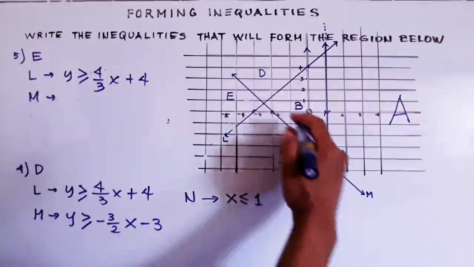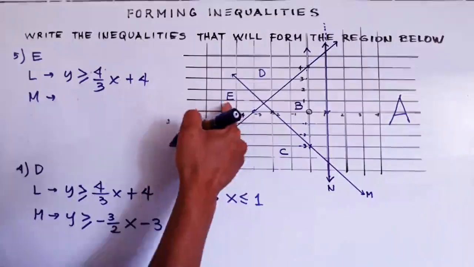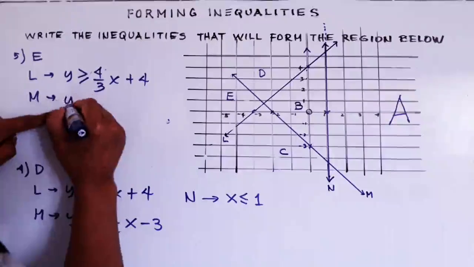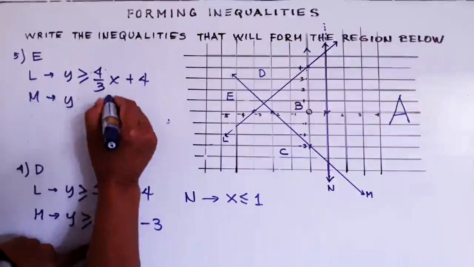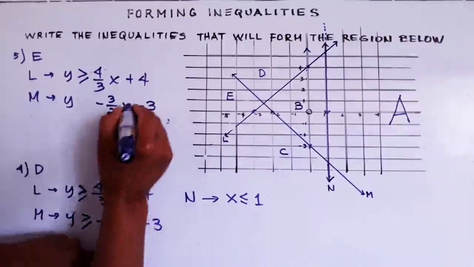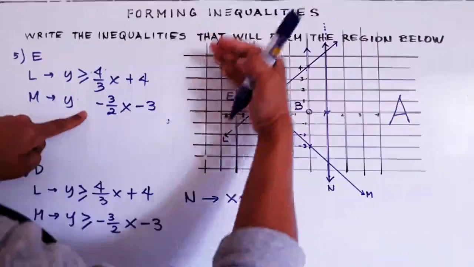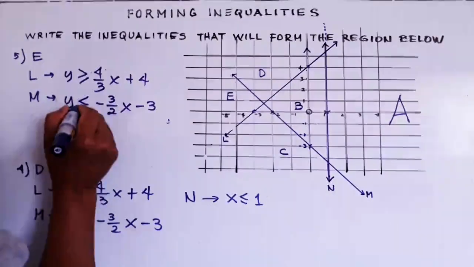So, letter M. Line M is here. So, if that line M is here, E is here, therefore, what's the sign? By the way, I'm just going to copy first. Y, so I can show you that we need only the sign here. It's negative 3 over 2x minus 3. So, sign here is the letter M. It should be going down. So, it should be less, not greater than.